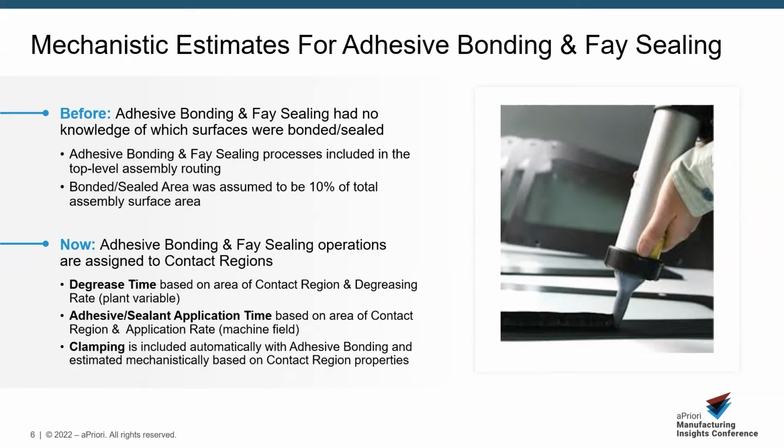Previously, the area to be bonded or sealed was an assumed percentage, 10% by default, of the total surface area of the entire assembly, which the user was expected to override with an area that they could measure from their CAD program. So this functionality brings that step into aPriori itself, automates it, and as such, it represents a much more dependable way of estimating the cycle times for these operations.